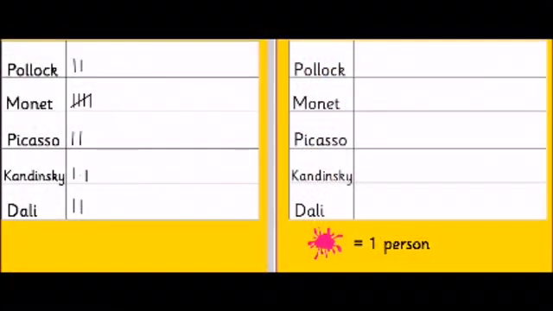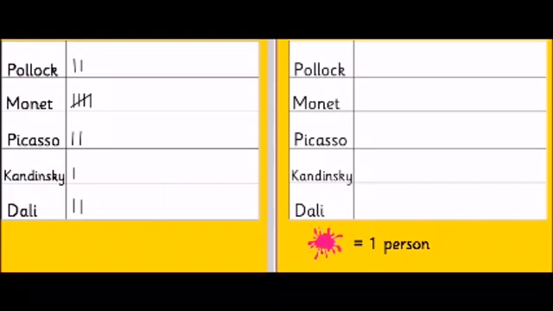Okay, you see I've created my tally chart. I've added my own vote, which is for Kandinsky, so you might want to do that as well. So yours should look like this. Let's have a little check. We've got 2 people who said Jackson Pollock was their favourite. We've got 5. You can see the little gate. Make sure you don't think it's 4. It's 5 for Monet, 2 for Picasso, 1 for Kandinsky, and 2 for Dali.